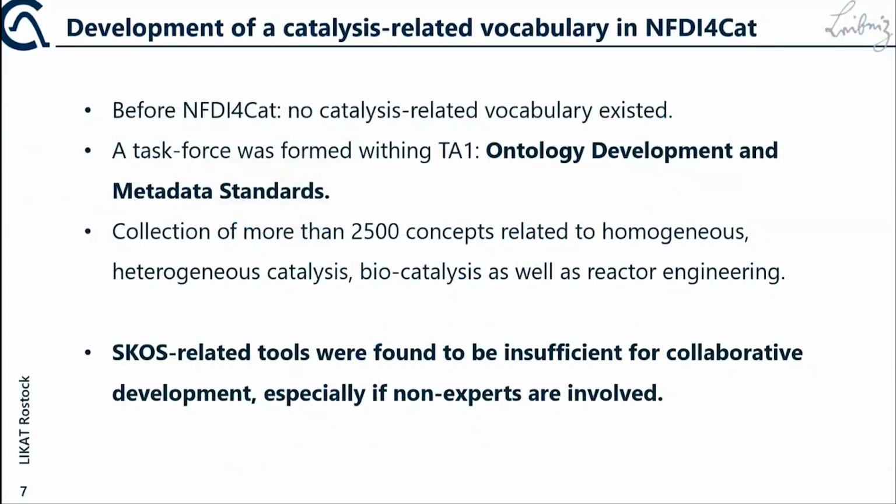So now, what did we start with? Like I said, before NFDI for CAT, there was no catalysis related vocabulary existing. And in the project, we formed a task force to deal with the development of the ontologies and metadata standards. And part of that is the development of the vocabularies. So initially, we had a group of domain experts from all these different areas of catalysis, and they collected around 2,500 concepts. And what we used was an Excel template based on VocExcel from Surround Australia.